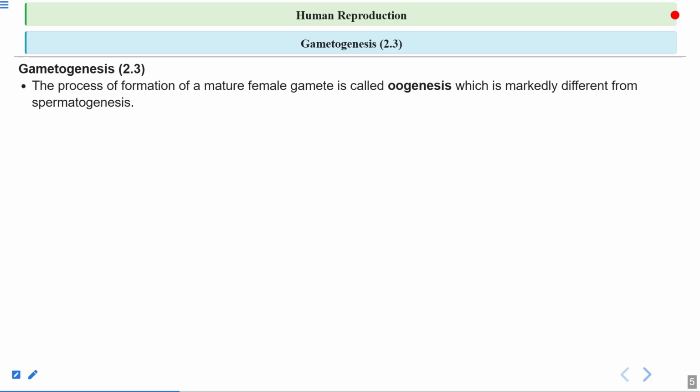Now, the process of formation of the mature female gamete is known as oogenesis. And this is significantly different from spermatogenesis. So we will also discuss what the differences are between oogenesis and spermatogenesis.